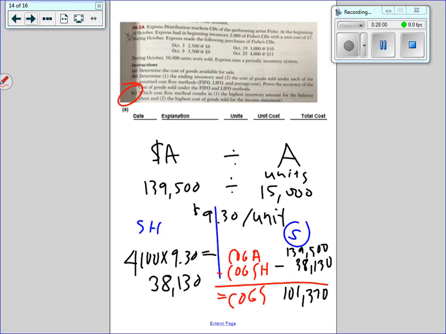Which cost flow method is going to have the highest inventory amount? In other words, the highest, most expensive stuff in times of rising prices. Number one is FIFO, because our more expensive stuff is still here, and it would make inventory on the balance sheet look like it's more expensive. The highest cost of goods sold on the income statement would be LIFO, and it's kind of like what we just got done analyzing. With LIFO, you're selling the really expensive stuff, resulting in a smaller net income, but resulting in less taxes paid.